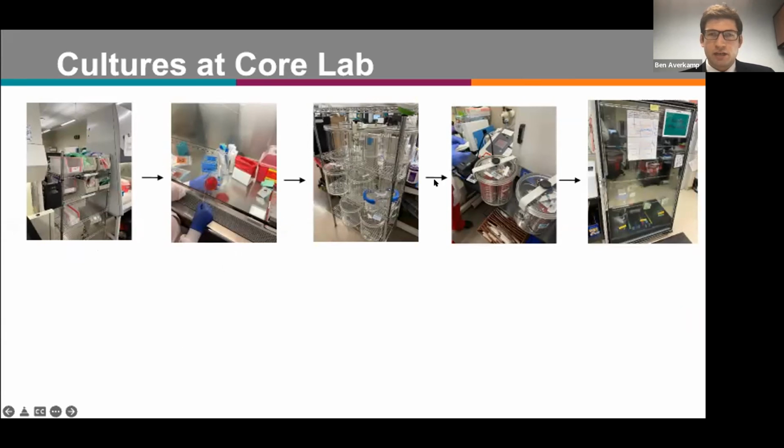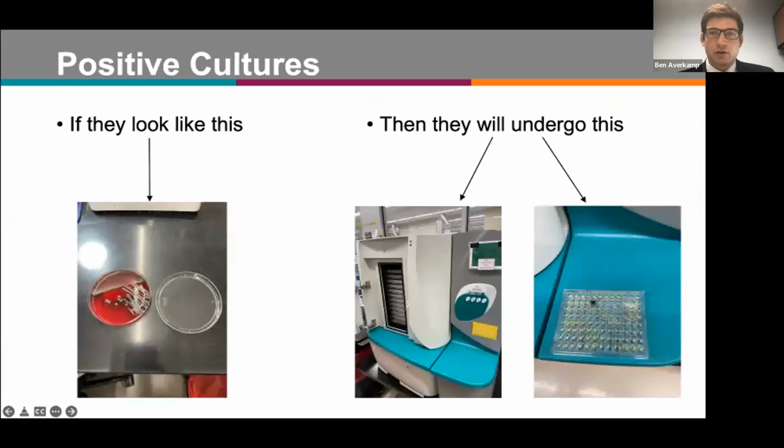Every 24 hours, a tech will manually evaluate the slides to determine if growth has occurred. After the prerequisite time has passed, whether it be 48, 72 hours, 5 days, or 14 days for synovial culture, the culture will finally result. If we find positive cultures, antibiotic susceptibility testing is then completed. This takes around 24 hours to complete.